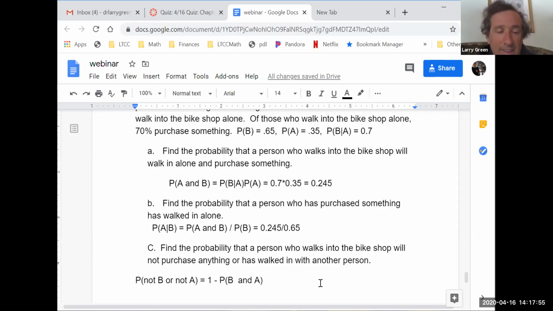Okay, so that's what this is. Any questions on this? Then it's really easy. That's just 1 minus probability of B and A. That was the same as the probability of A and B, which was 0.245. Any questions at all on that? And by the way, you can do this as 0.755. I did it in my head right. Any questions on part C?